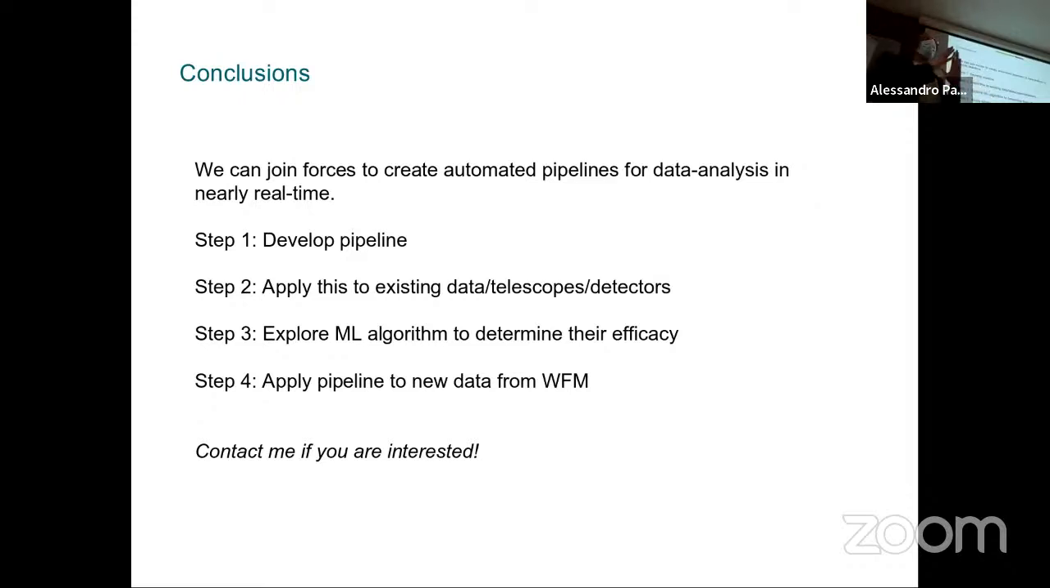Of course, if you have a very peaked kilohertz QPO, or a pulsation, there's nothing a machine learning might add.